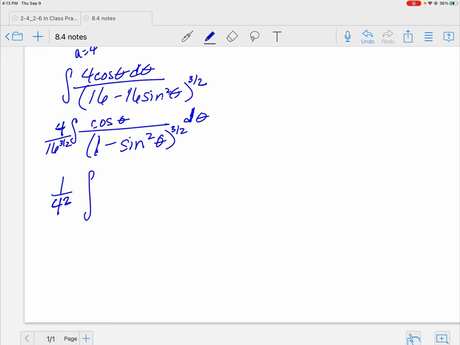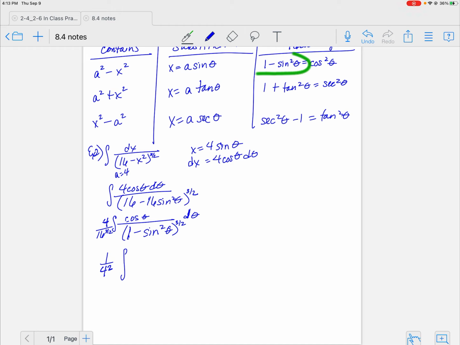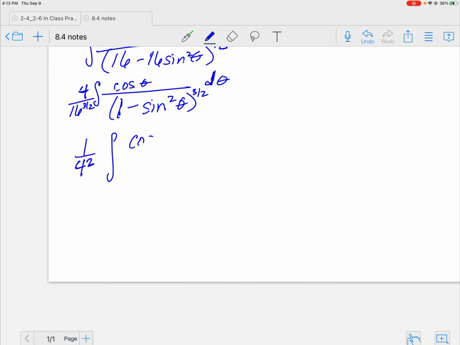And then I have cosine. I'm going to squeeze this down. Remember how we said, oh, there's some useful identities. And there it is, right? 1 minus sine squared is equal to cosine squared, so we're going to use that identity here. Let's do it right now. I now have cosine of theta over cosine squared theta to the 3/2 power d theta.